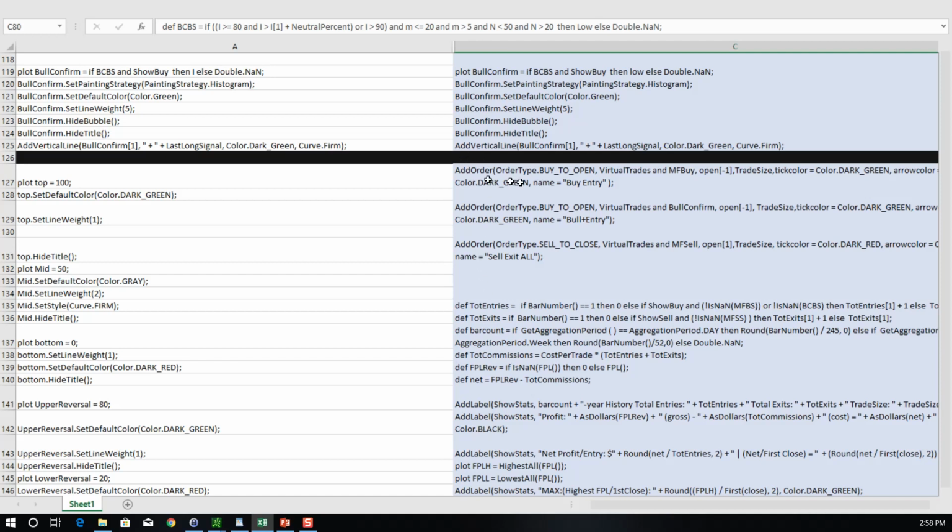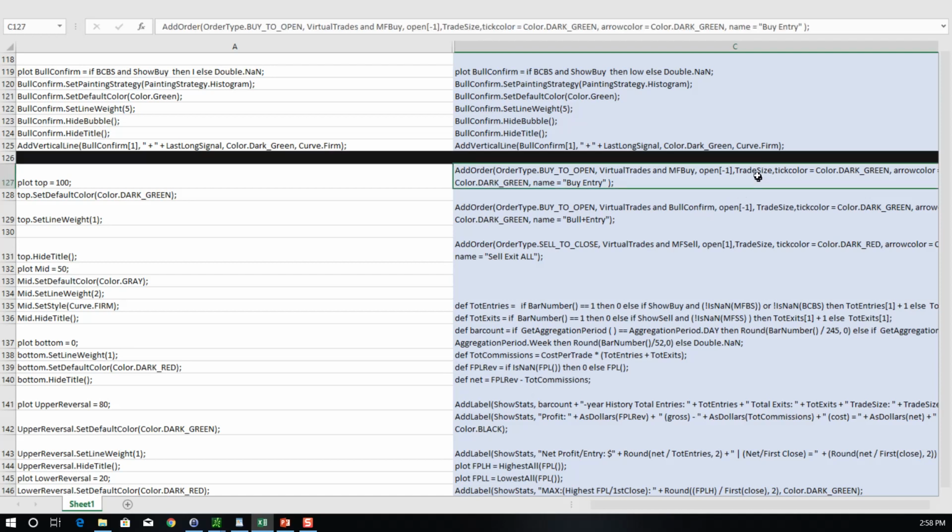We're going to add the order. The order type is buy to open because this is a long strategy. And this will occur if virtual trades are to be done and if there's a market forecast buy signal, okay, MF buy. Now, we will open one bar to the right, which means on the open of the following day, we will place the trade. This is a virtual trade again. It's not a real trade, okay?